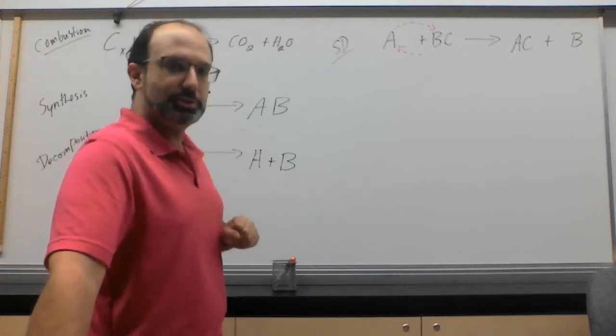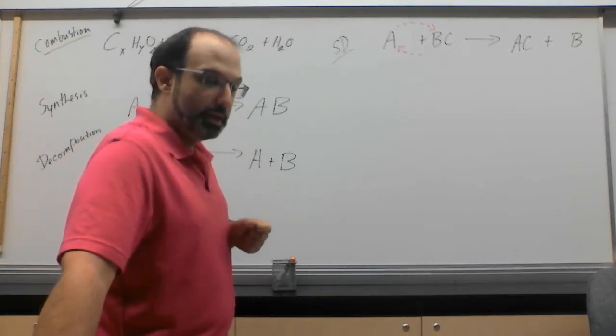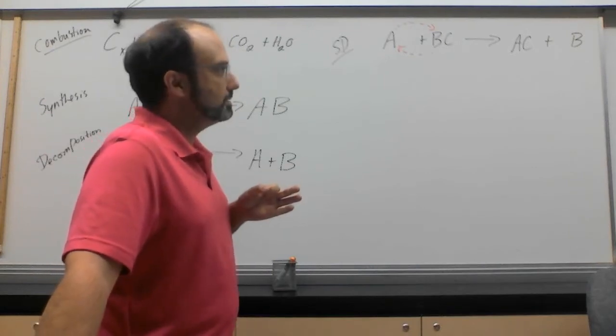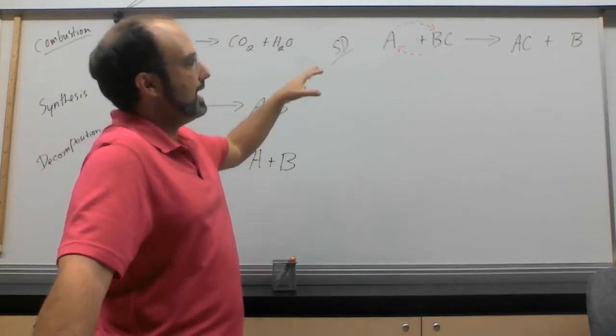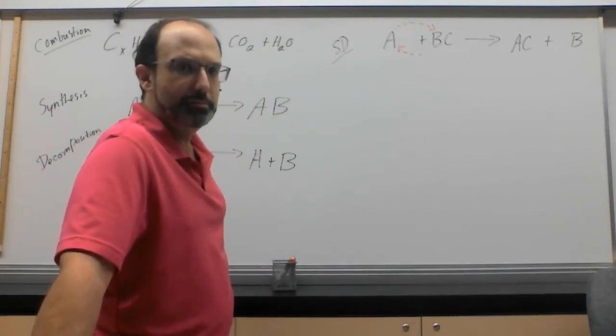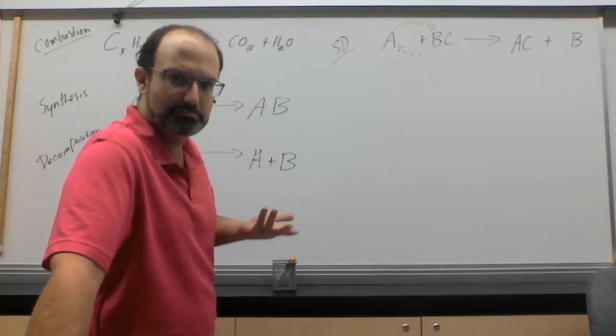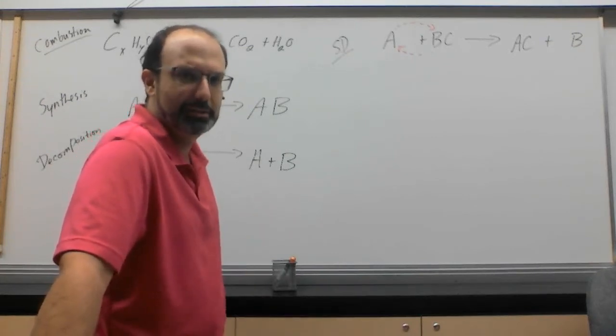This is not actually always true. Shocking, I know. Instead, sometimes, think about what's going on here. A is coming in, B and C are dancing, and A comes in and goes, hey, B, get out. It's my turn to dance. What happens if B doesn't cooperate? What happens if B says, nah, get out of here?